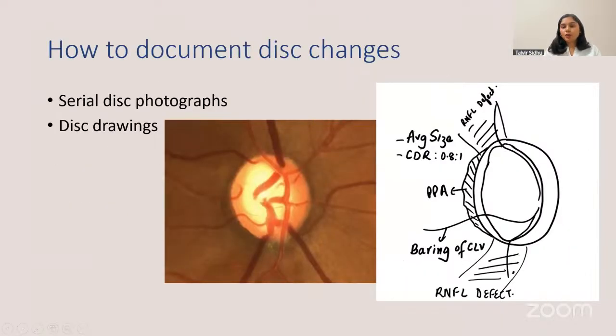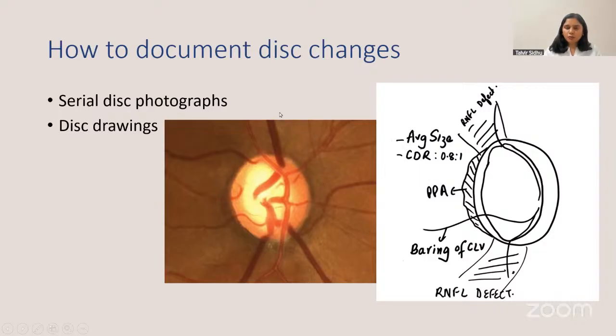It is important that you make a disc diagram. For example, here in this disc, there is a superior and inferior notch that I have made. Peripapillary atrophy has been shown. Bayoneting of circumlinear vessel has been shown. Cup disc ratio has been mentioned and RNFL defects have been mentioned.